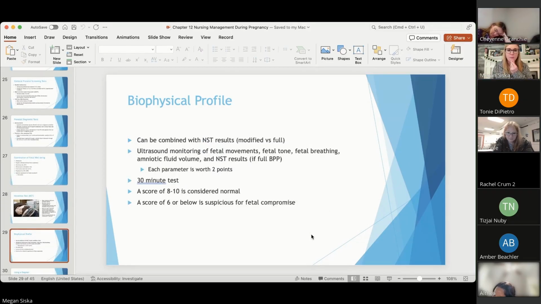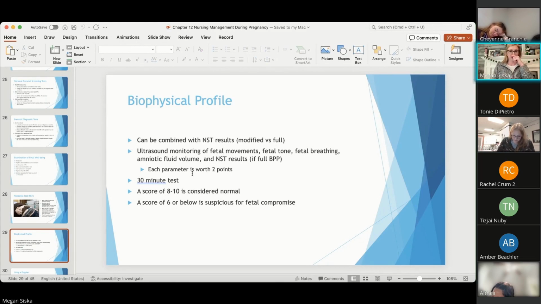And then a biophysical profile we can use in combination with that NST, or we could just do the biophysical profile. There's a scoring system. A biophysical profile is an additional ultrasound that's measuring certain things: the fetal movements, the fetal tone, the fetal breathing, so are they practicing using those lungs, the amount of amniotic fluid around the baby, and then we can also add in points for their NST results if it's a full BPP. So it's either going to be a modified BPP or a full if we include the NST.